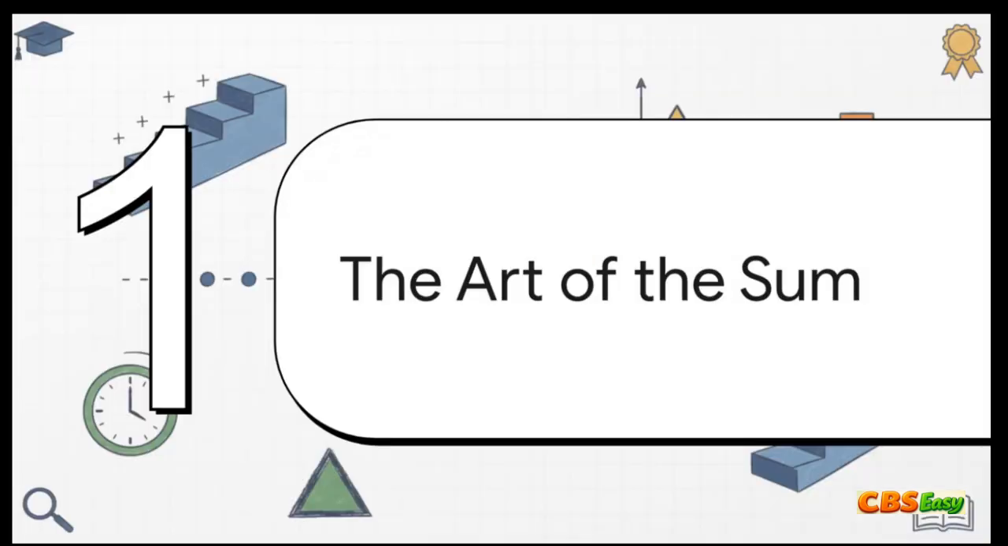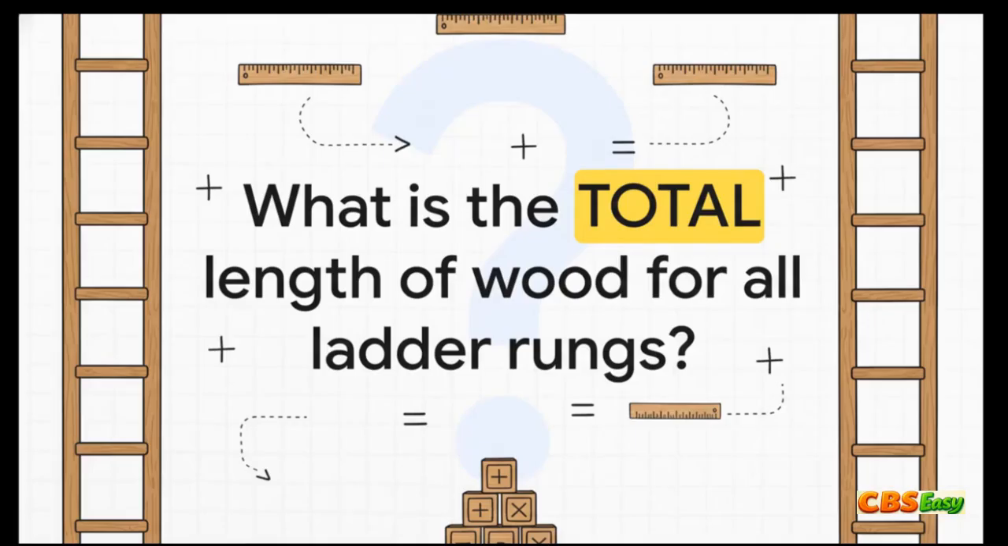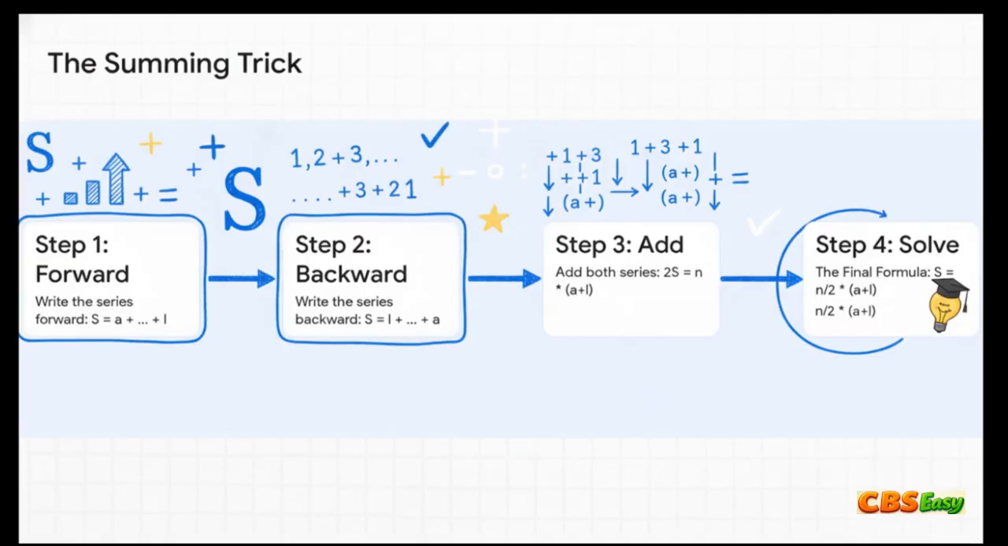So, finding any single term in a list? Problem solved. That's fantastic. But what if the question is a little different? What if instead of one piece, we need to find the total of all the pieces? Let's head back to our ladder. We might not care about just one rung. Maybe we're building it, and we need to know the total amount of wood needed for all the rungs combined. Now we're talking about adding everything up. Now, you could add them all up one by one, but there's this beautiful, clever trick that's way faster.